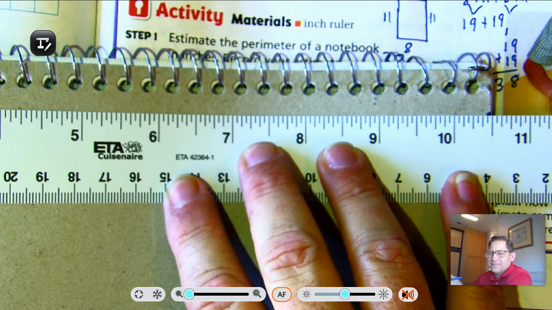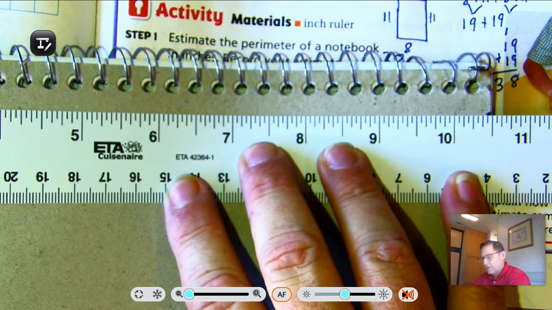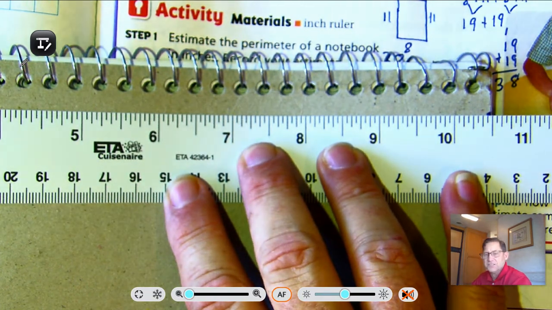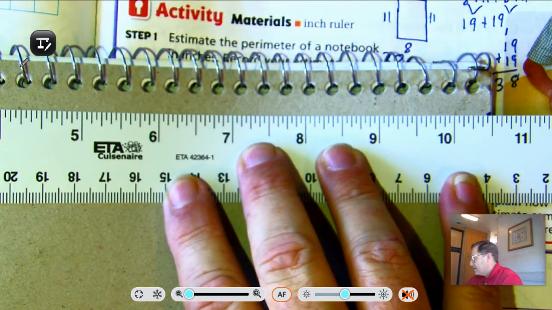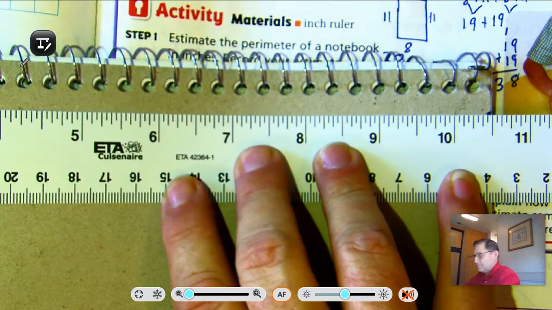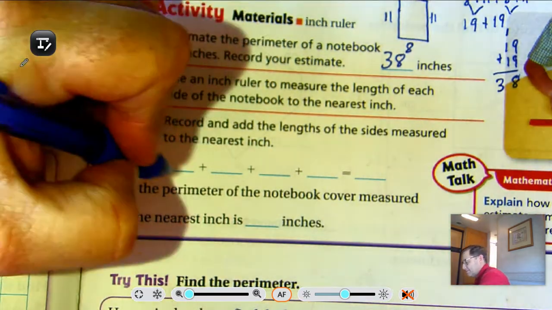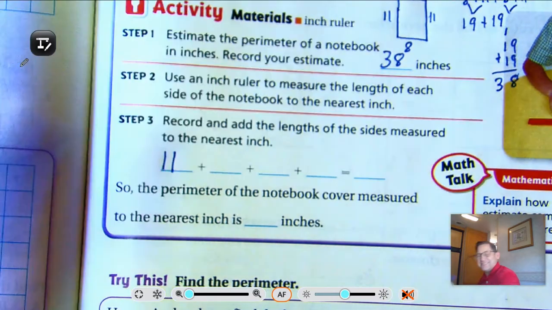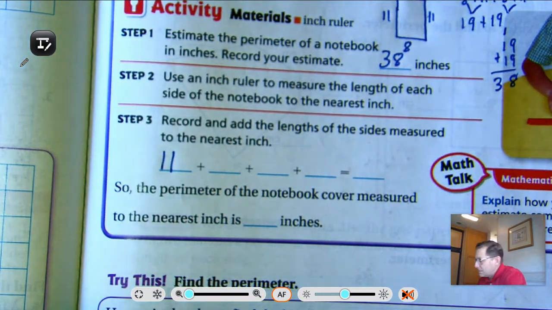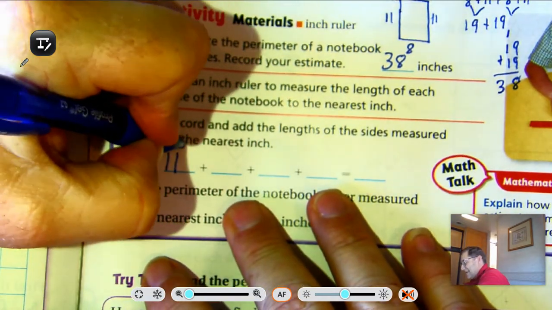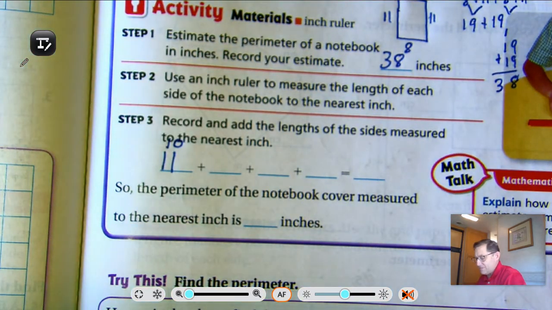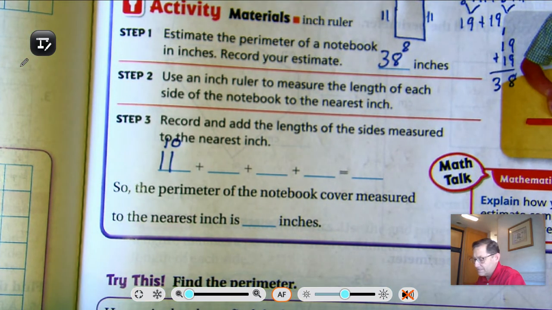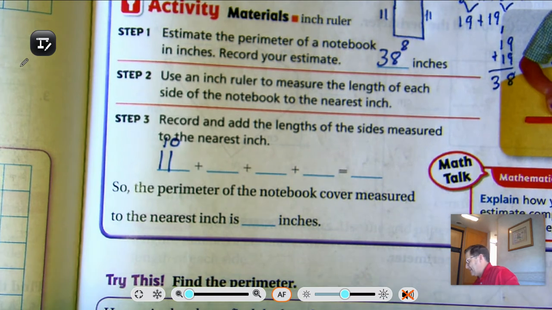Well, we know that if something's a half, we actually go up. So this is about 11 inches. I'm going to say 11 because it says to the nearest inch. Some might say 10. Let me try again. Let me look at it again to see if I get the same thing or if I get 10.